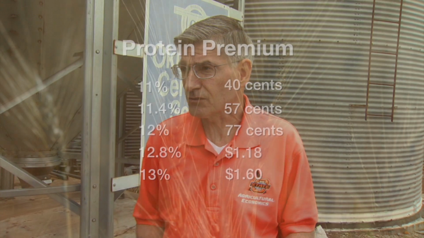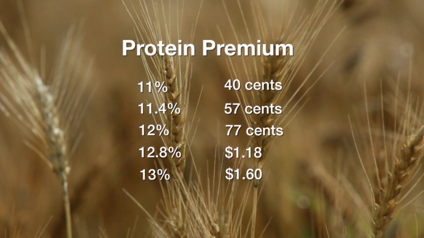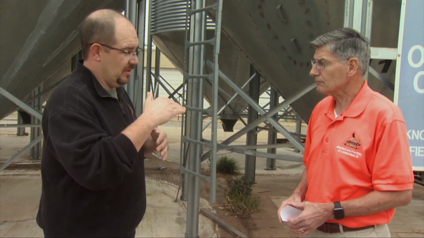Well, after you get it in the bin and the millers find out what the world's going to have to supply, then you get a protein premium. You look right now at 11% protein, it's 40 cents, and this is as of October 25. 11.4 protein, 57 cents. 12 protein up to 77 cents. At 12.8, you get $1.18 a bushel, and 0.2% more, at 13, you get $1.60. That's nice, on top of the price of wheat right now. That's correct. That's a premium.